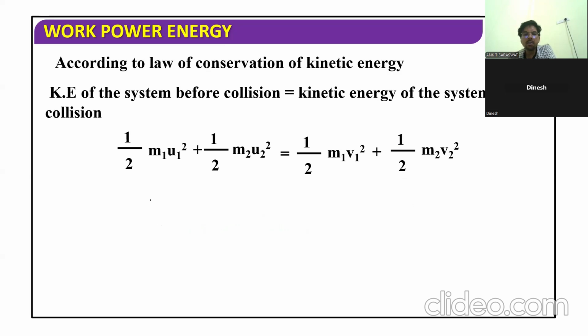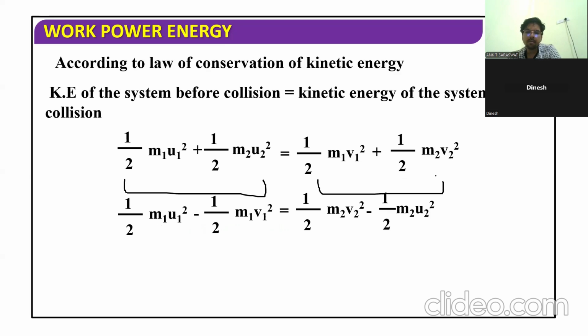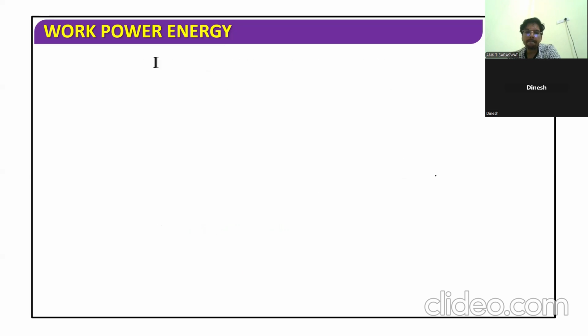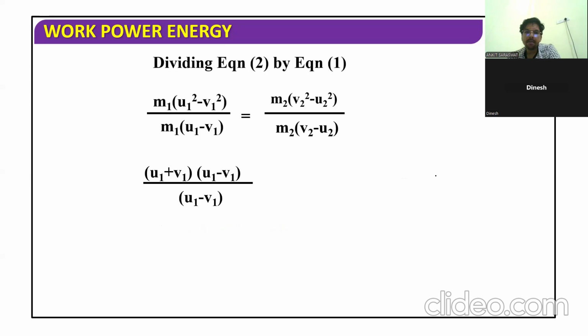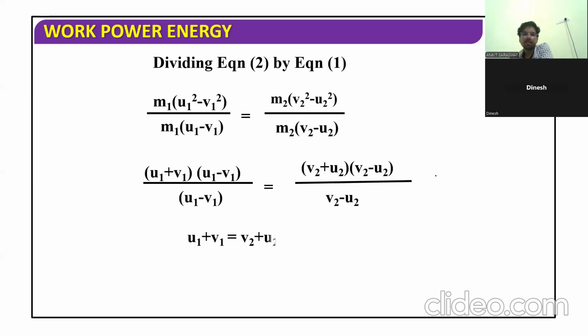So kinetic energy before collision: half m1 u1 square plus half m2 u2 square, equal to half m1 v1 square plus half m2 v2 square. This is the derivation. It will come in your exam. So basic, easy only. But did you notice one important thing here?